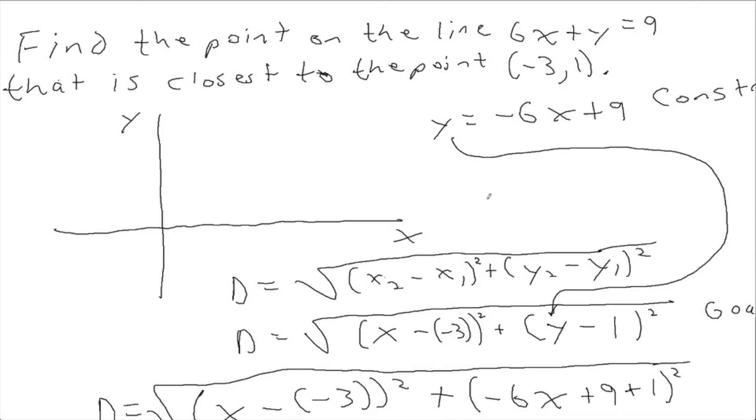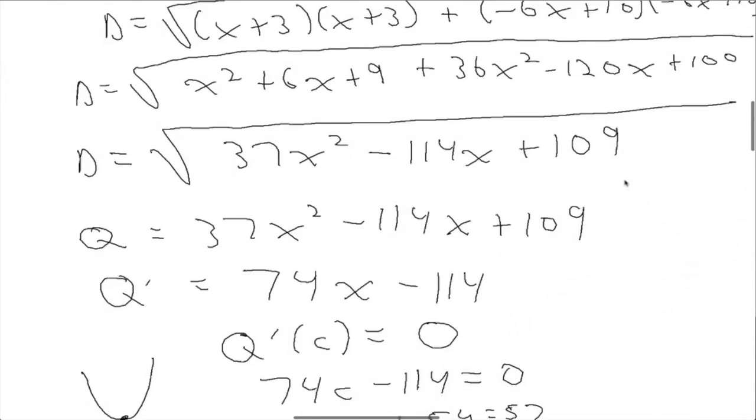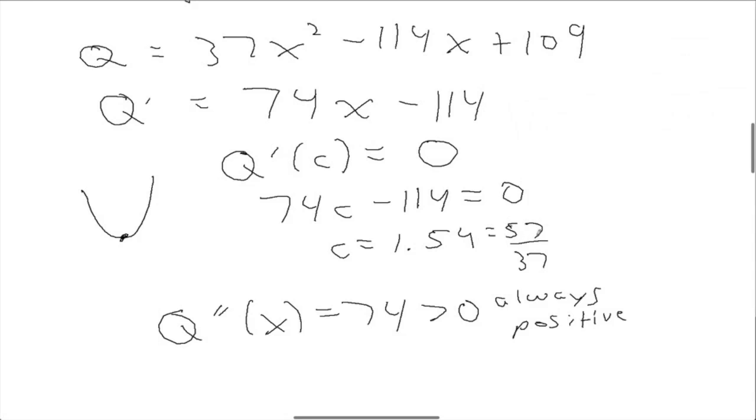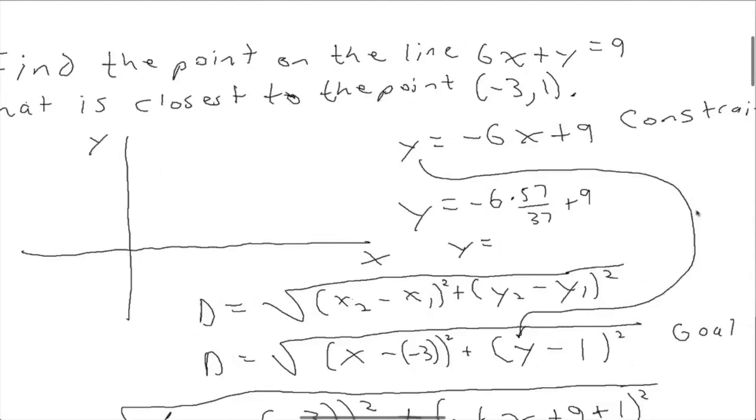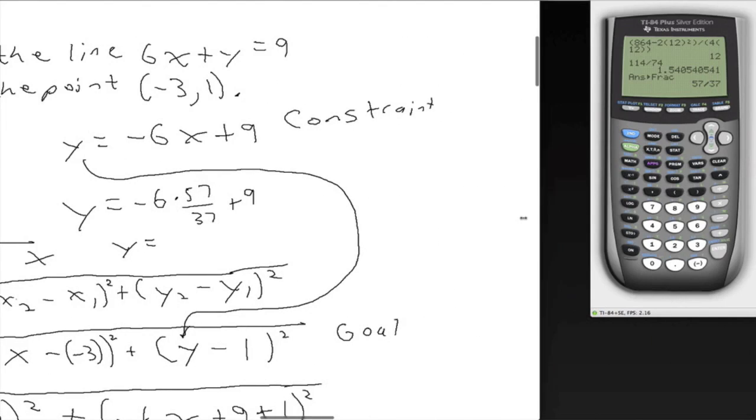So we found the x value, and now we can plug it into the constraint. So we can write down y equals -6 times, what was our answer? We can use this fraction to put the exact answer in, 57/37. And then we can solve for y, and now we have a point. 6 times 57/37. So 18.24.